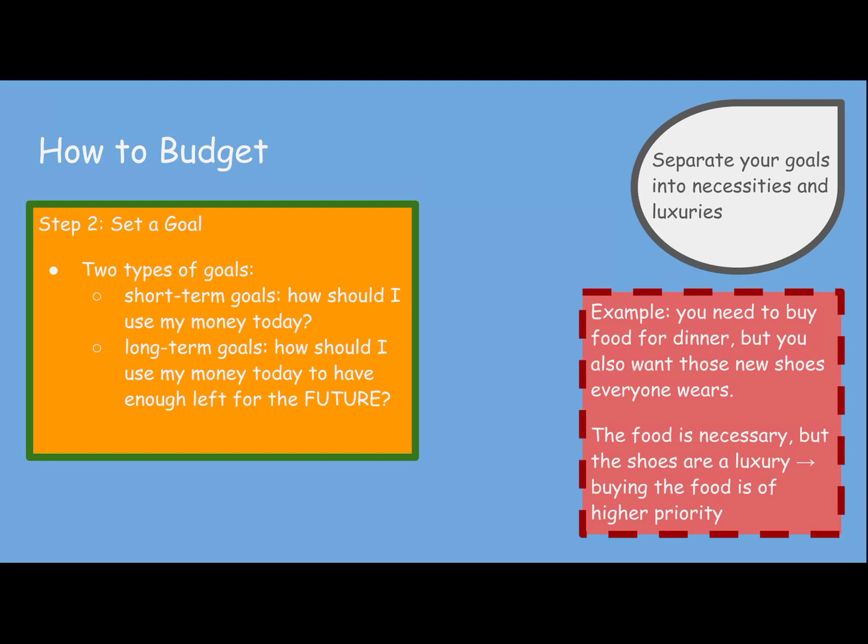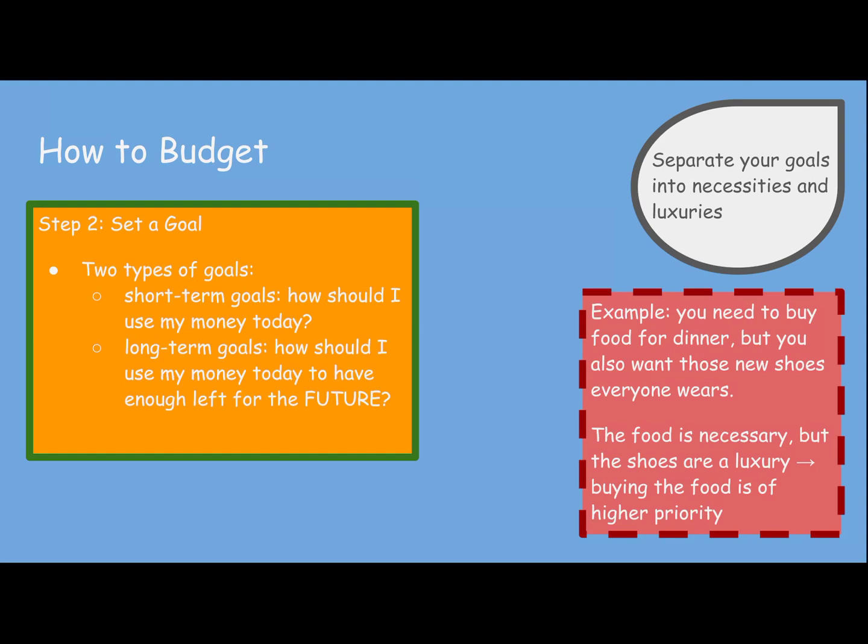Step 2, setting a goal. There are 2 types of goals. Short-term goals: how should I use my money today? Long-term goals: how should I use my money today to have enough left for the future? That's kind of a whole ride for your brain.